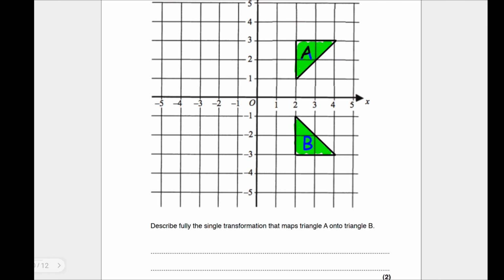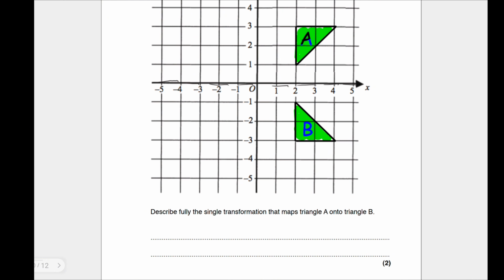Describe fully the single transformation that maps triangle A onto triangle B. So without doubt, the x-axis is going to be the line of reflection. So that means that triangle B is a reflection of triangle A over the x-axis. Hope that makes sense.